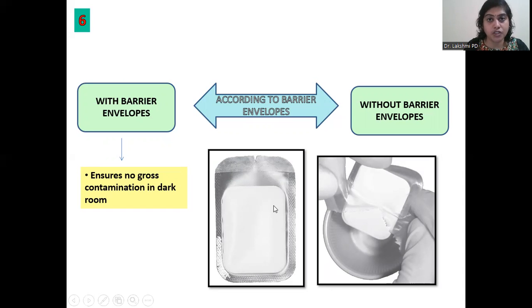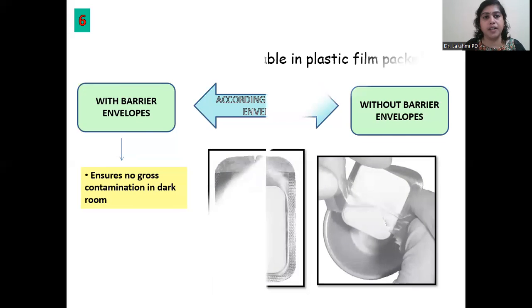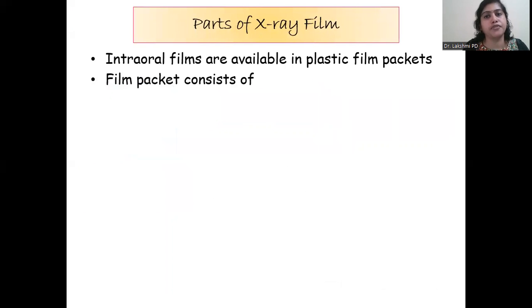So these films with barrier envelopes, as you can see in the picture, along with this barrier, it is placed within the patient's mouth, and once it is exposed, you tear open the outer barrier and you drop in only the X-ray film into a disposable paper cup. So into the dark room, you carry only the clean X-ray film and the disposable paper cup, and you are breaking the chain of infection from the patient's saliva within the X-ray room itself, not carrying it over to the dark room. However, in our daily OP and clinical practice, we usually use X-ray films without any barrier envelopes. Now moving on to the parts of an X-ray film.